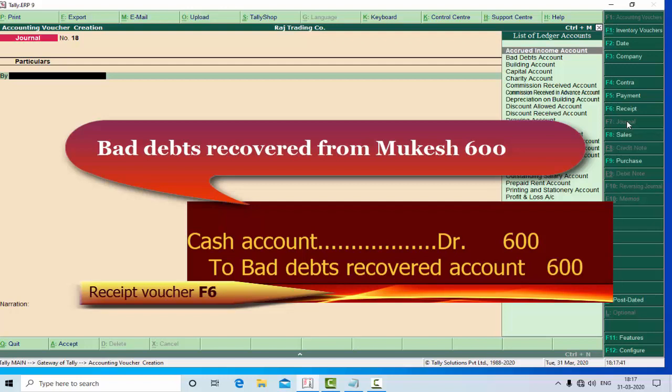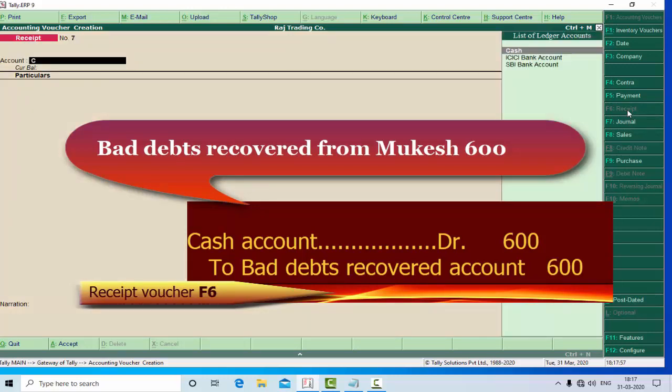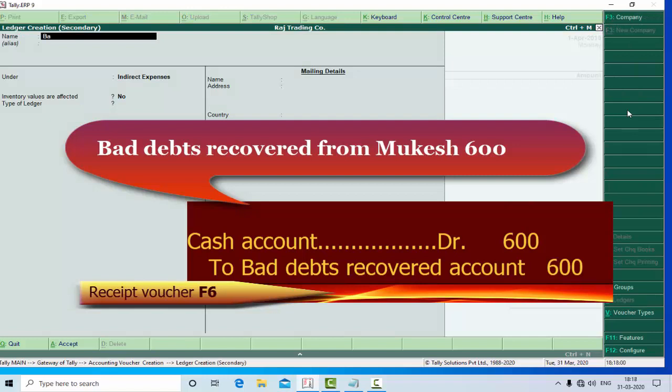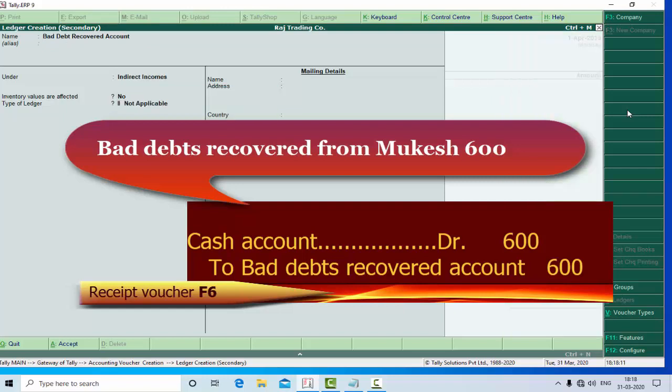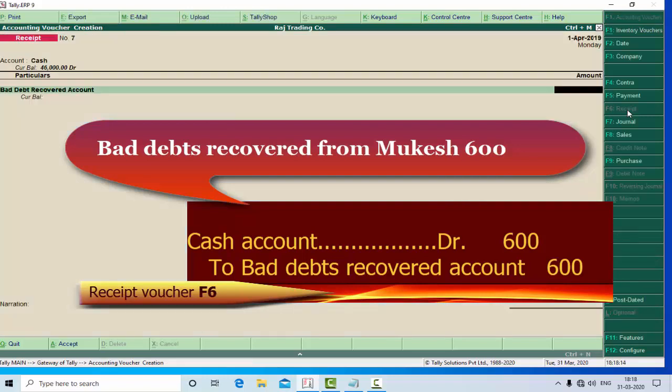Sometimes our customer makes the payment of a bad debt which was treated as bad earlier, now recovered, and in that case the amount will be entered: cash account debit, bad debts recovered account credit. The entry will be recorded in the receipt voucher, debit the cash and credit the bad debt. Any bad debt recovered will be entered in the bad debt recovered account under the indirect income. Under the indirect income, I think you understand. Amount will be 600.